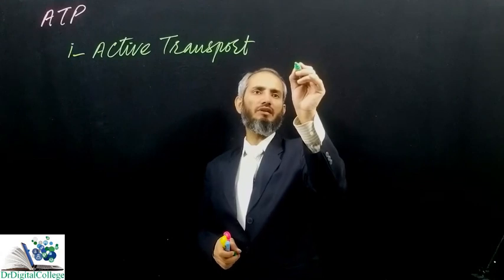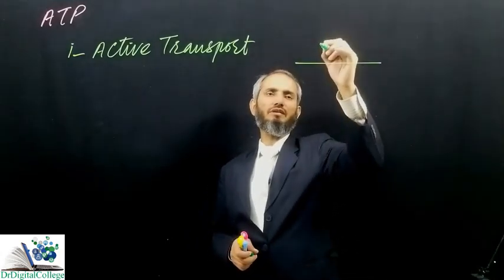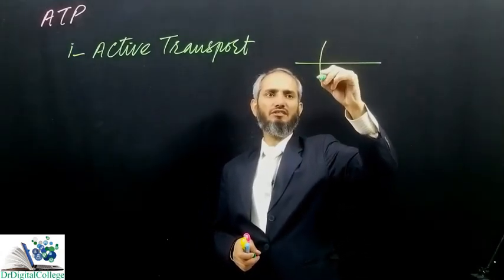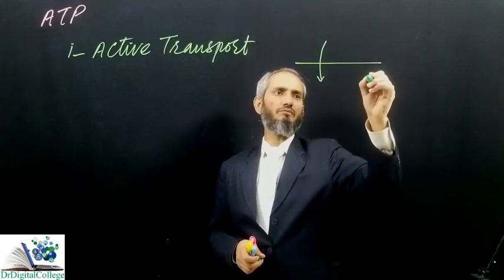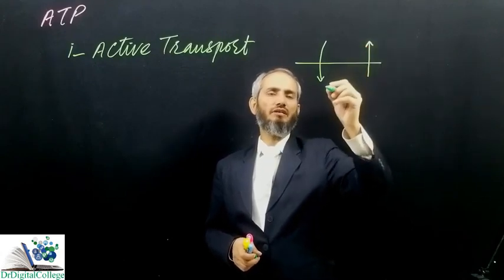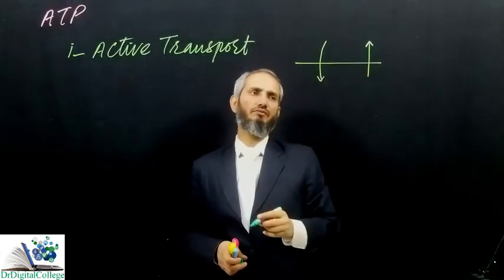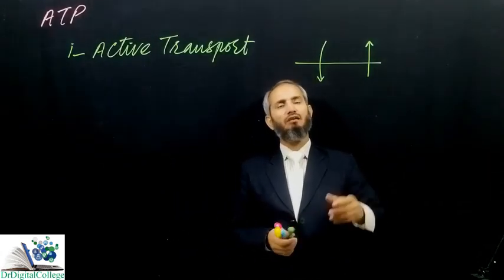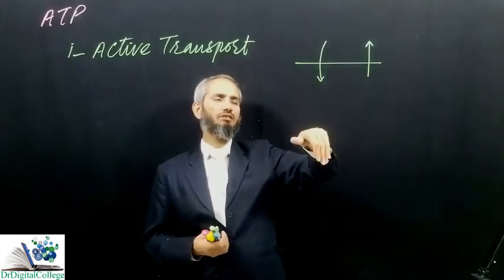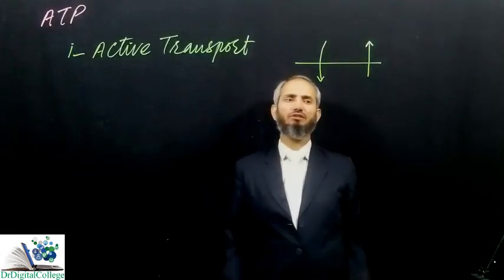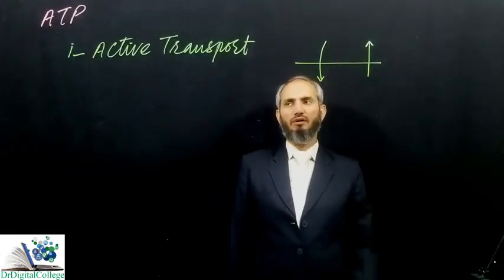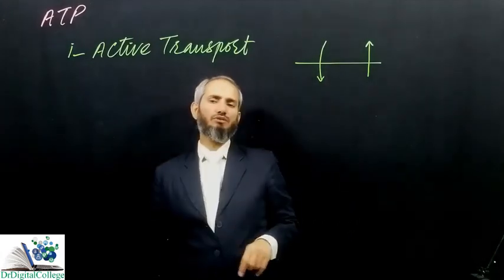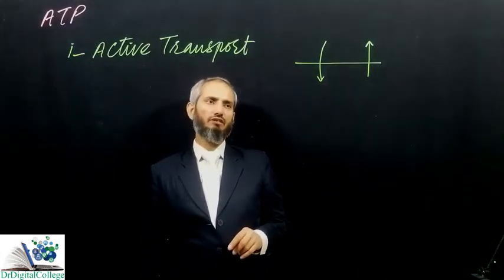If there is some living membrane, and something is moving in this direction into the cell, or moving out of it, but along with it there is the use of ATP, then this is called active transport. It can be from higher concentration to lower concentration, or from lower concentration to higher concentration. But whenever ATP energy is used, this is called active transport.